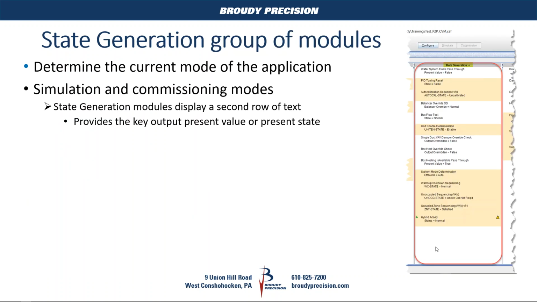The center area of the CCT screen, the column state generation, is a group of modules. And these modules determine the current mode of the application. And when you're in the simulation or the commissioning mode, it will give you two extra lines of data to give you either the key output present data, or I'm sorry, the present value, or the present state associated with each of these modules.